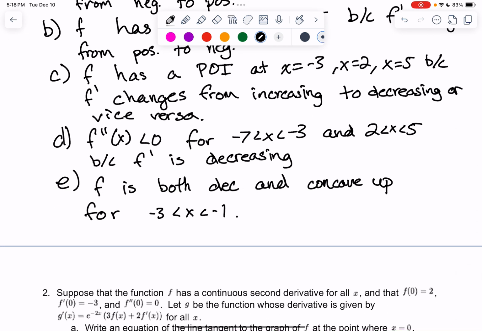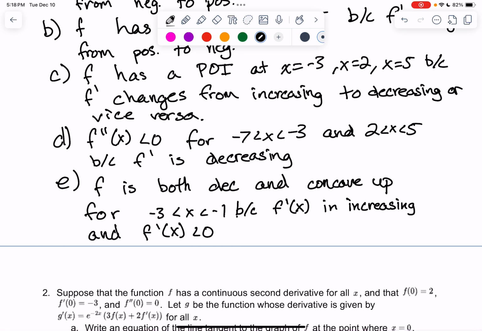Because f prime of x is increasing. That's our concavity. That's our f prime of x having positive slope. So f is concave up because f double prime would be positive. And f prime of x is less than 0. Those are our matching reasons because this means it's a negative height but a positive slope.